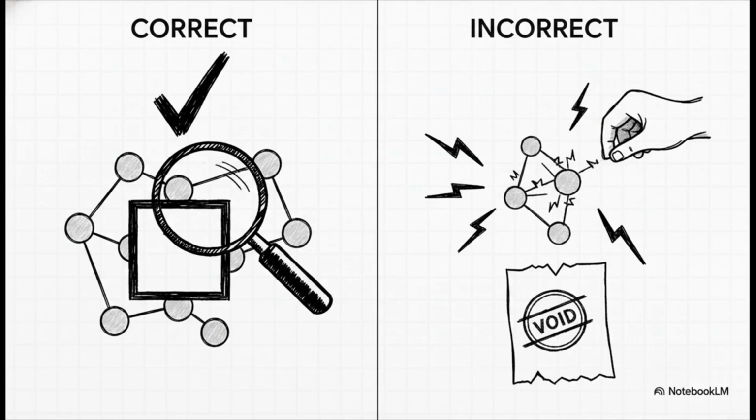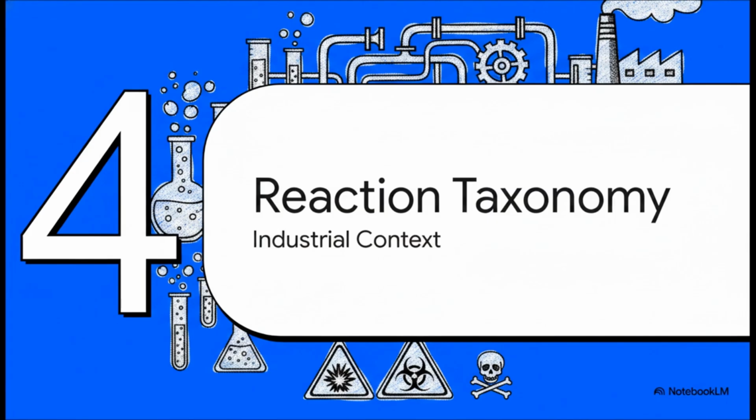And please, listen closely. Never, ever alter an internal subscript to balance an equation. Changing an internal subscript alters the physical reality of the molecule itself. Doing that voids global contracts, plain and simple. Which brings us to Section 4, Taxonomy of Chemical Reactions.